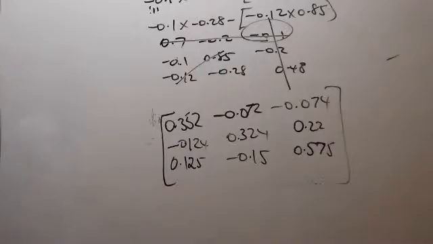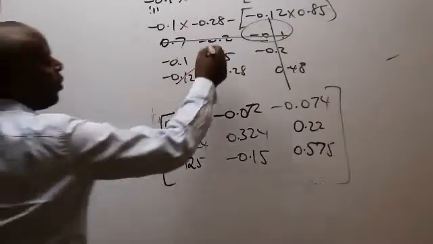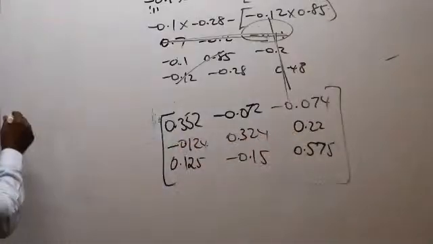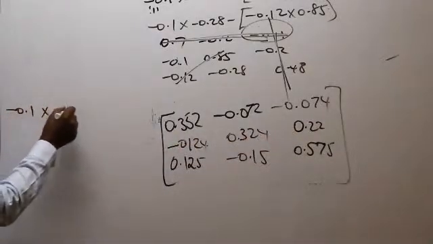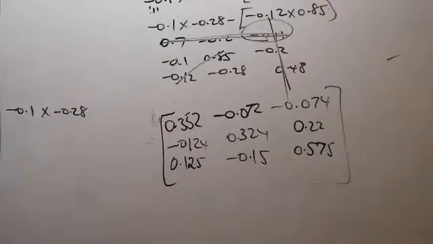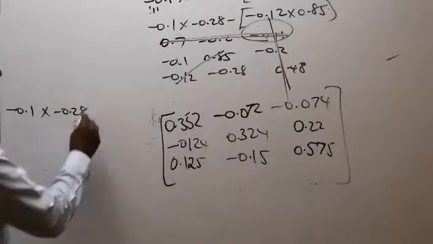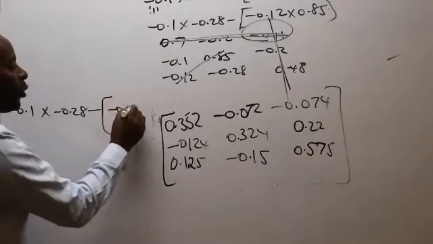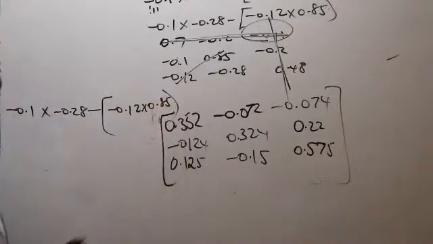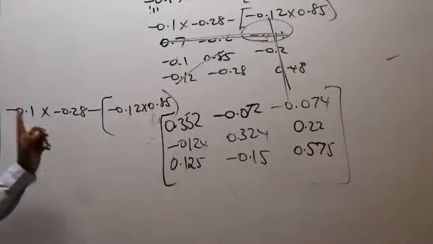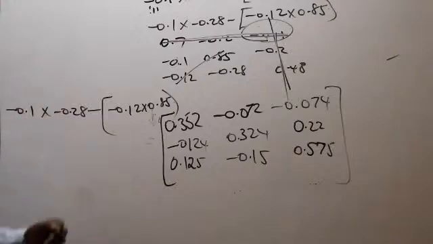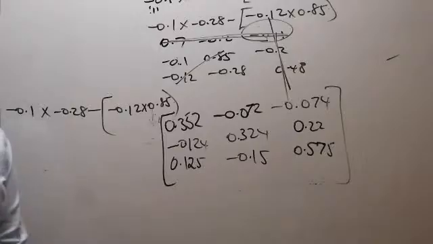Same answer. Let's see, for member 3, where are we? We have minus 0.1 times minus 0.28. That is the primary diagonal, you don't have to put it in brackets. Secondary, so minus the secondary, which will be minus 0.12 times... Let's leave whatever we are doing and concentrate on this third minor element, and then we compare notes. Using your calculator, what should minor element 3 be?